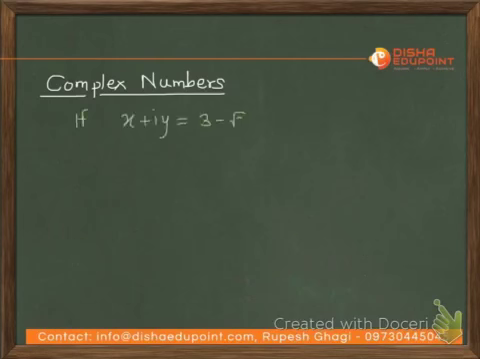Now, for example, if x + iy = 3 - √2 i, then obviously x = 3 and y = -√2. The real part is equal to real part and imaginary part is equal to imaginary part. Now let's study the next rule, that is the addition rule.